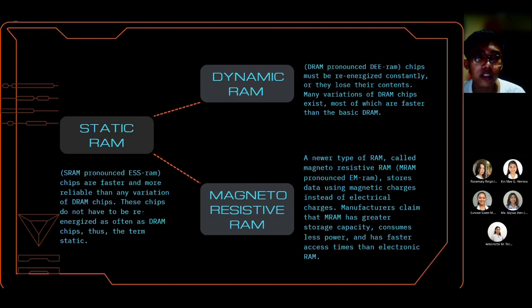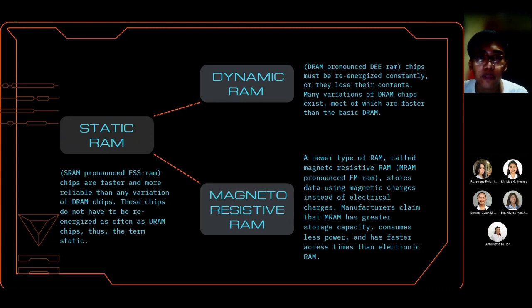We have three different kinds of RAM. First is the static RAM. SRAM chips are faster and more reliable than any variation of DRAM. These chips do not have to be re-energized as often as DRAM chips, thus the term static.